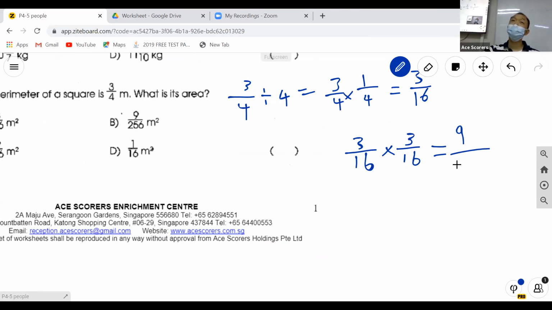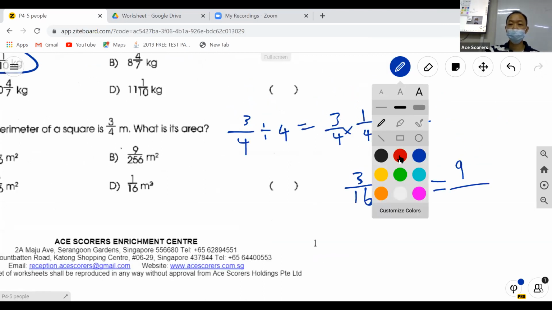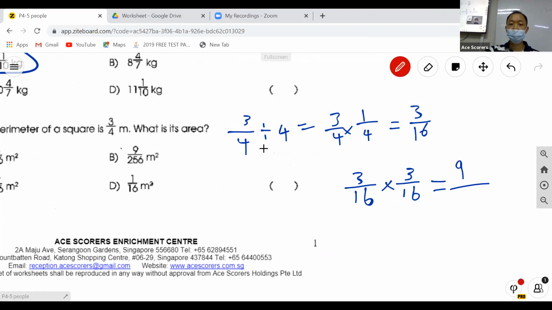Wait, how did you get 3 over 16? Oh, keep, change, flip, you see? Keep this, change this to this, like 3 over 4 times 1 over 4. So we are multiplying. You do the numerator times numerator, denominator times denominator, you get 16.